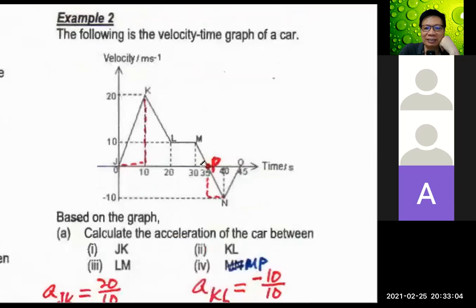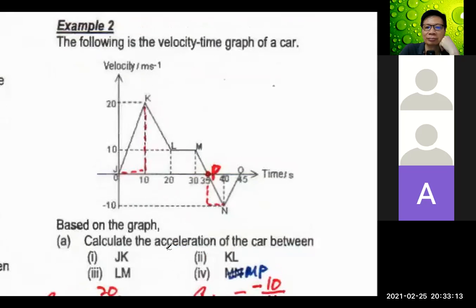Okay. Now here is velocity. This is time. So now they ask you to find the acceleration. JK, KL, LM, and so many stages.